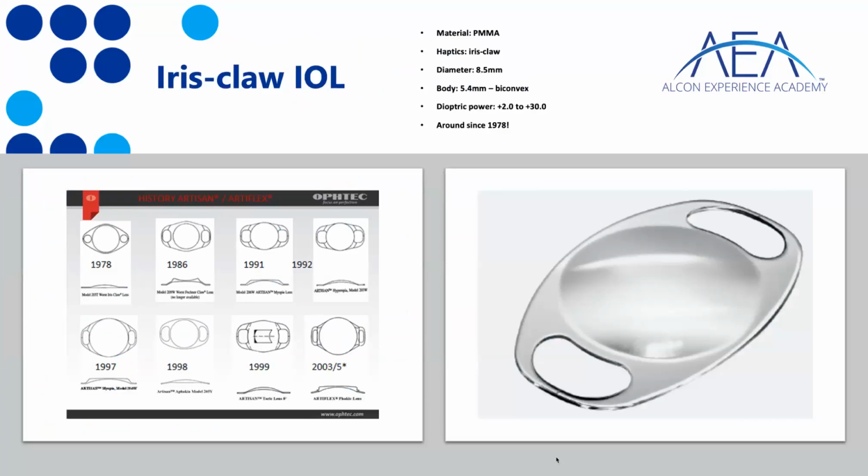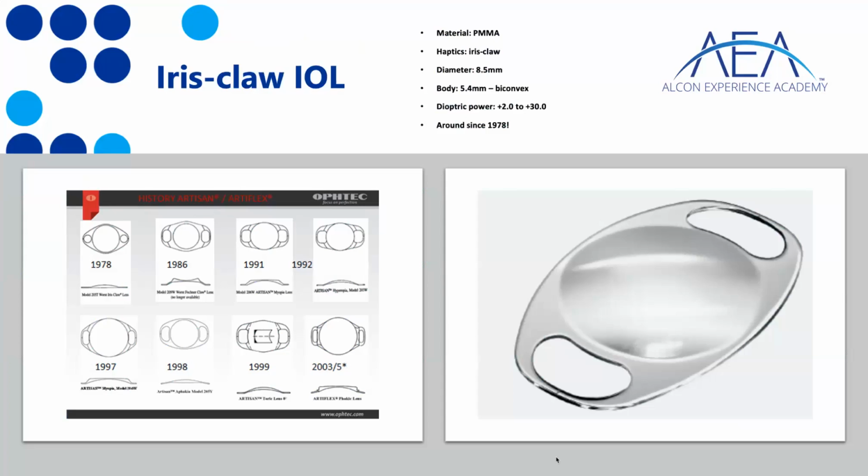Last but not least, iris claw IOLs. Now, believe it or not, the artisan lens, as everybody knows them, have been around since 1978. They are as old as me, pretty much. And of course, they've gone through quite a lot of design change over time. And the one that you see on the right is the standard artisan lens that is available at the moment.